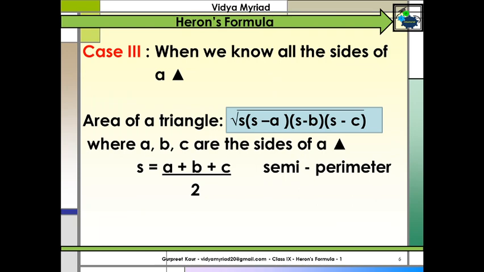Case 3, when we know all the sides of a triangle, so the triangle has 3 sides and all the 3 sides you know. In that case you need to use the formula root of S into S minus A, S minus B, S minus C, which is known as Heron's formula, where A, B, C are the sides of the triangle and S is the semi-perimeter. What is perimeter? Sum of all the sides. But here I am going to find out S. S is the semi-perimeter, which means I will divide the sum of all the sides by 2.